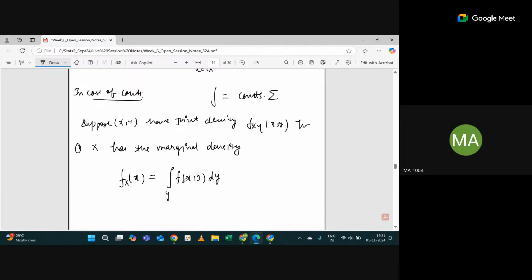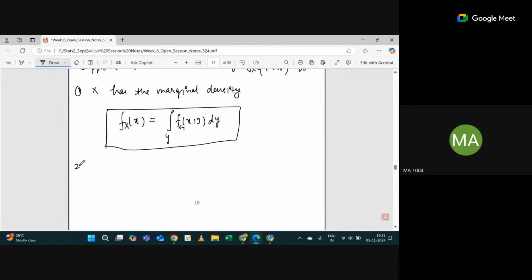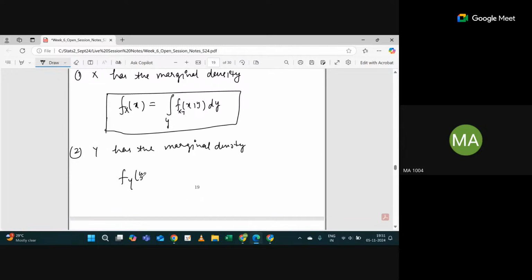Would you agree with me? Yes or no? Correct. In a similar way, instead of summation we have integration. In the same way, y will have a marginal density. If you want to find the marginal density of y, you have to integrate over the support of x with respect to x. Is this clear? As we have seen already. So whatever is given to you, you have to integrate over this part.